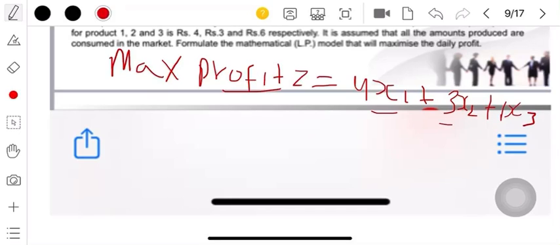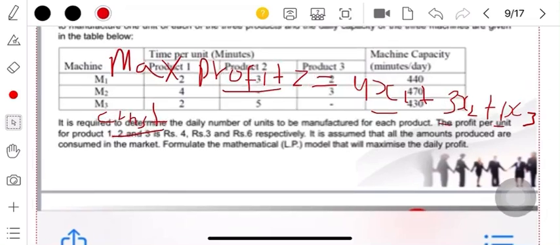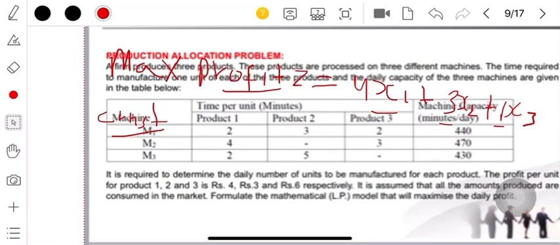So this is our objective function, but we also need to define the constraints. Now coming to the constraints, here there are 3 constraints for the 3 machines, as we can see. We are producing x1 units of product 1, so it will be processed on the 3 machines M1, M2, M3.